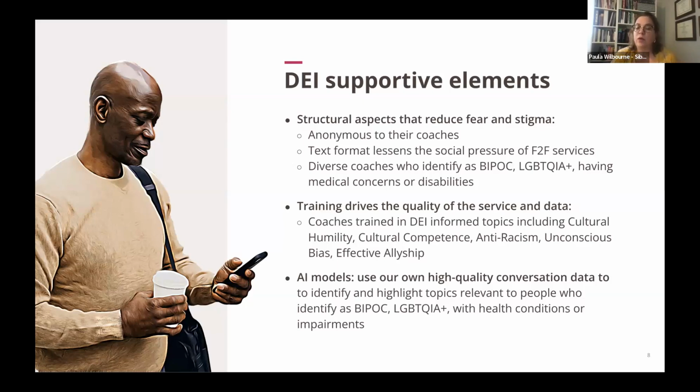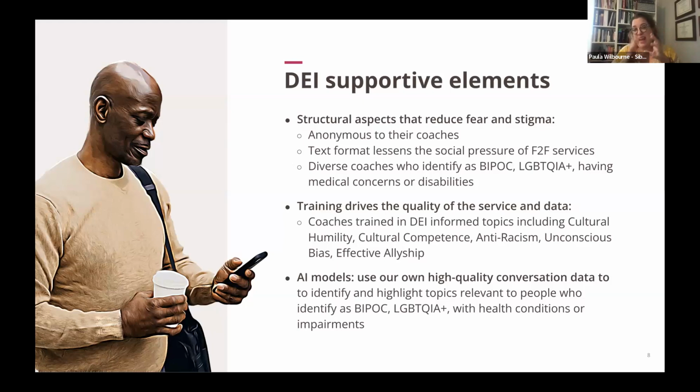And then we have purposely recruited and trained a diverse group of coaches who identify as BIPOC, LGBTQIA+, or experiencing medical concerns and disabilities. We then take them through a competency-based training and empirically supported tools, and then also DE&I informed topics, including cultural humility, cultural competence, anti-racism, unconscious bias, effective allyship. And it's that context in which we create the data. And we call this high quality data because it's trained coaches talking to actual members.